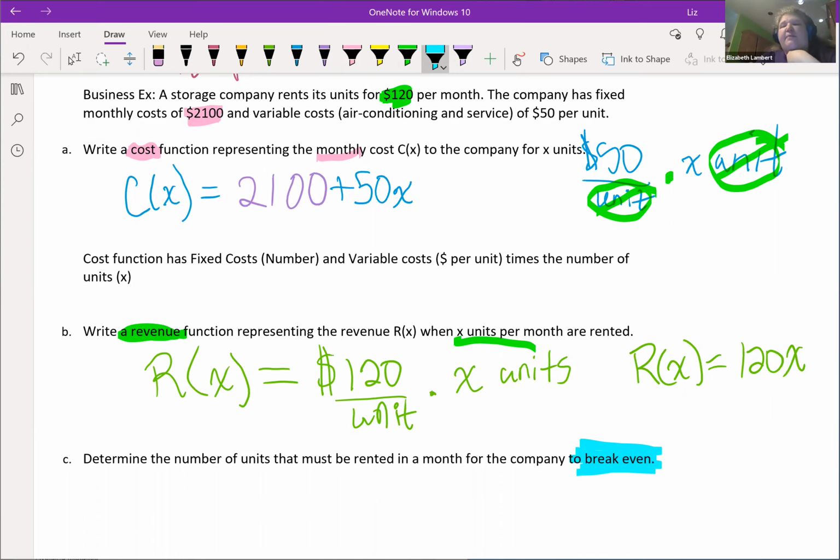But the point where they break even is when I have rented enough units that it equals the cost to rent out those units. Notice the word equal in there. When the revenue equals the cost. So that's what the break-even point means. Which means quite literally, we can set the two things equal to each other and solve.